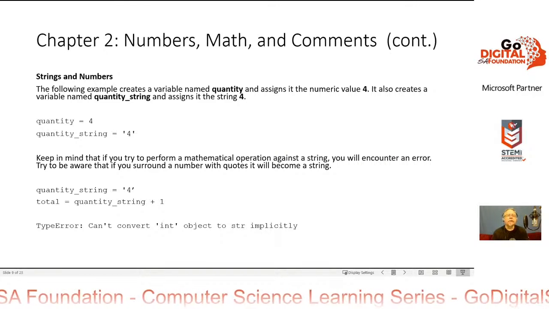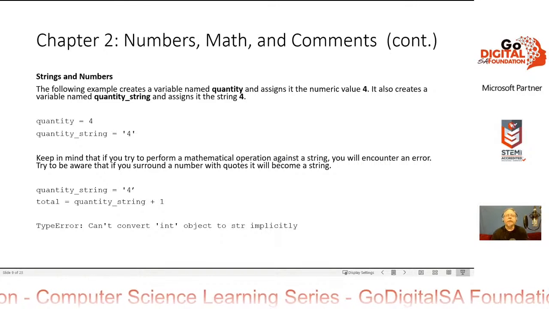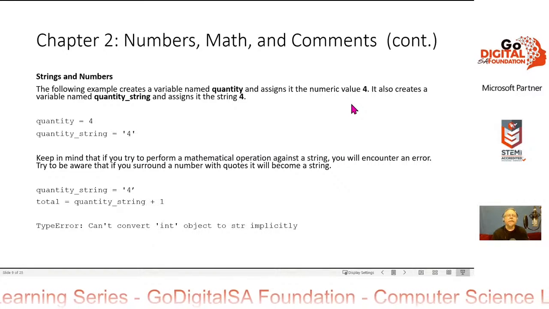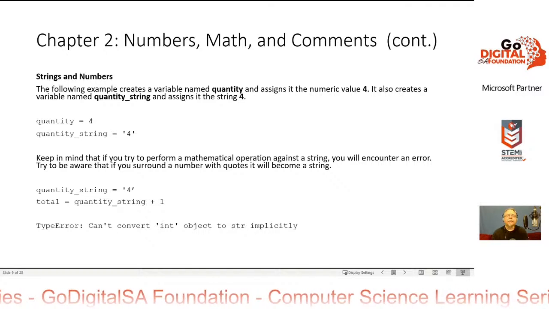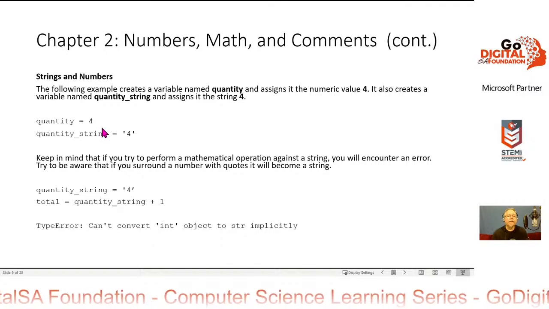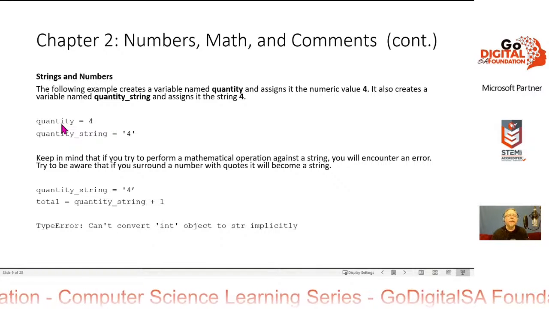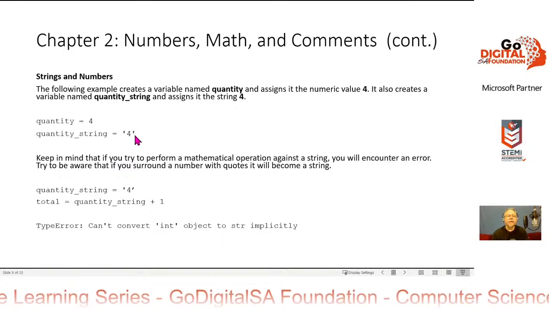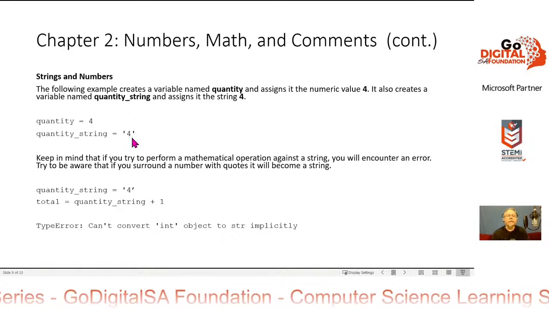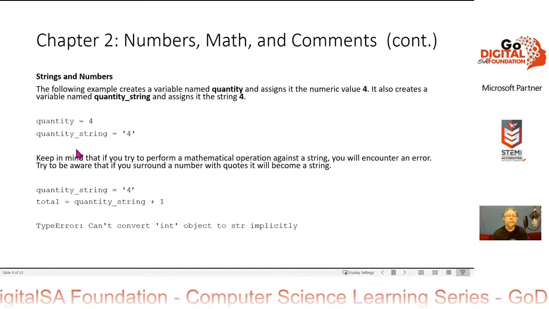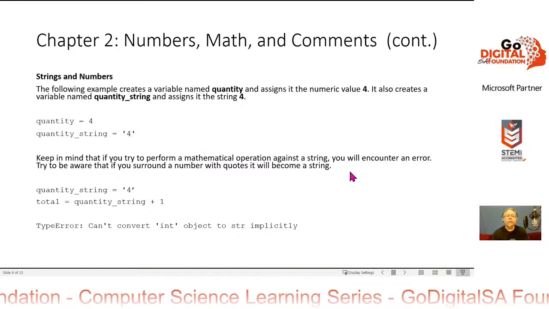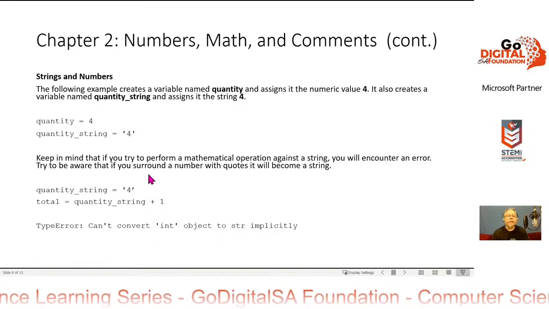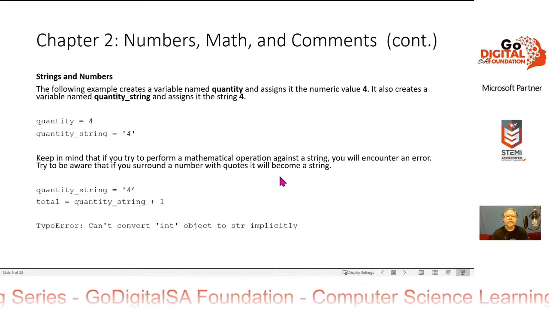Okay, strings and numbers. The following example creates a variable named quantity and assigns it the numeric value 4. It also creates a variable named quantity string and assigns it the string 4. So quantity equals 4, which is an integer variable. And quantity string equals 4 in inverted commas, so this is a string variable. Keep in mind that if you try to perform a mathematical operation against a string, you will encounter an error. Be aware that if you surround a number with quotes, it will become a string.